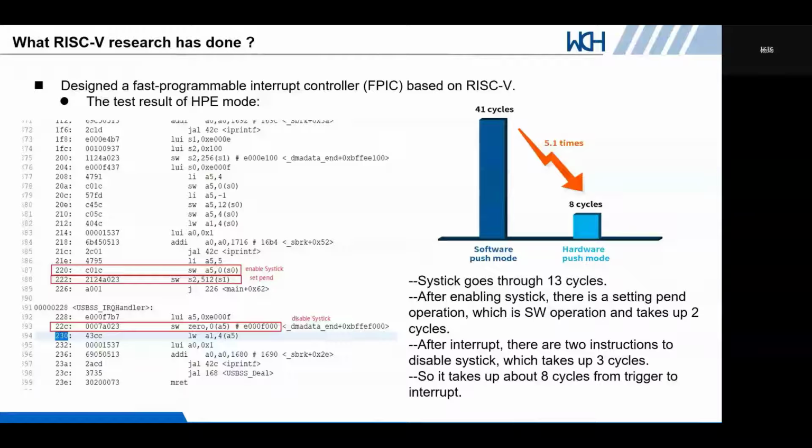Compared with the 41 cycles of software stack push, it is about 33 cycles faster, which is actually less than the 17 instruction time. The interrupt response rate is 5.1 times that of the software stack mode.